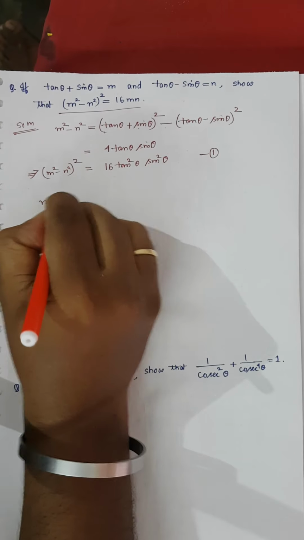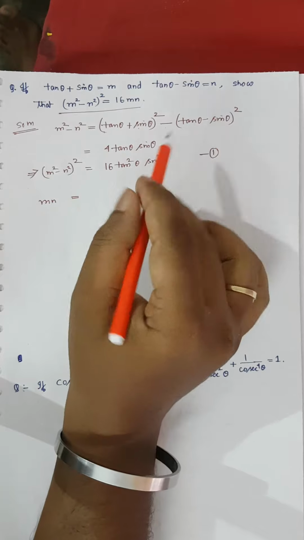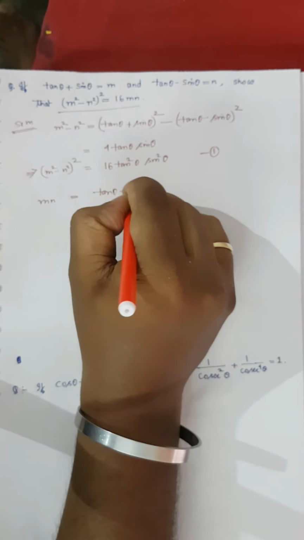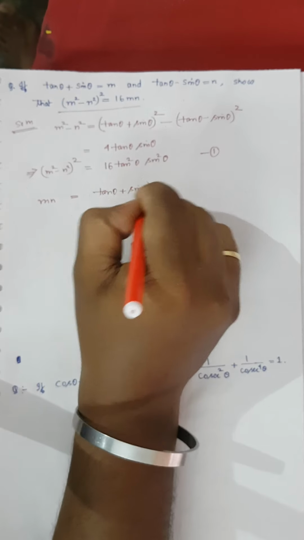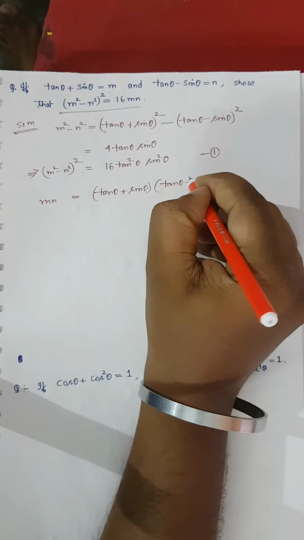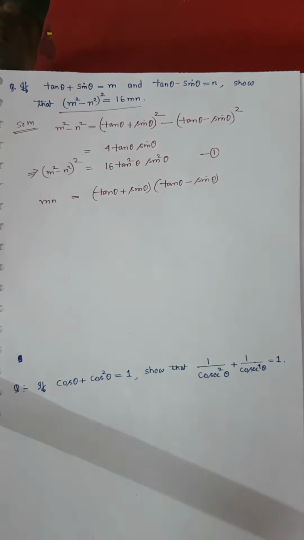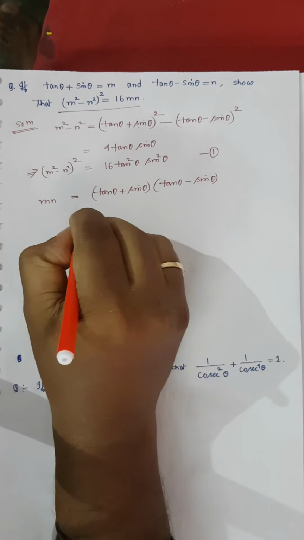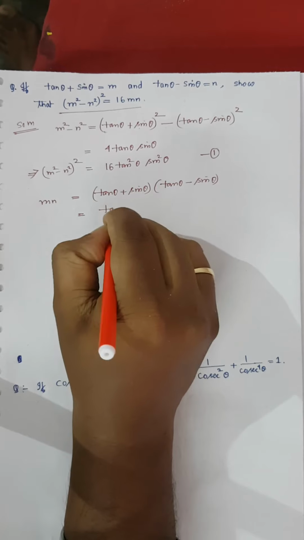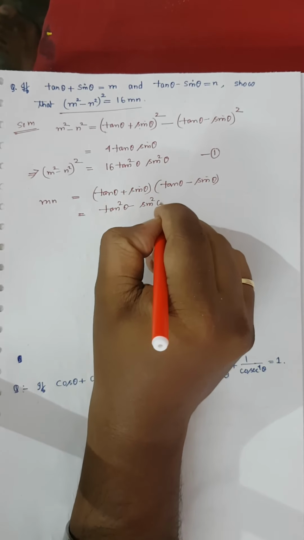Now find out the product of mn. So what is the product of mn? This is tan theta plus sin theta into tan theta minus sin theta. Sorry, a plus b into a minus b is tan square theta minus sin square theta.